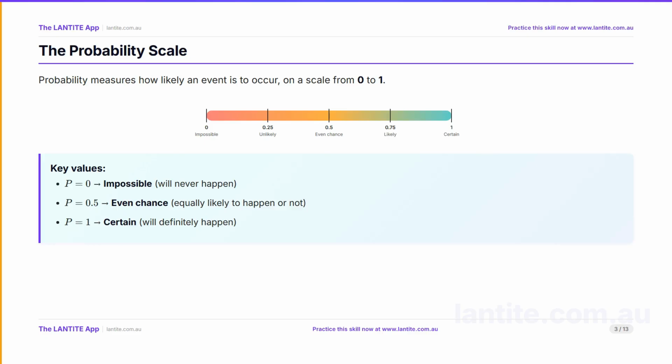Probability is measured on a scale from 0 to 1. 0 means the event is impossible, it can never happen. 1 means the event is certain, it will definitely happen. Half, or 0.5, means there is an even chance, it is equally likely to happen or not happen. Every probability falls somewhere on this scale. A probability can never be less than 0 or greater than 1.